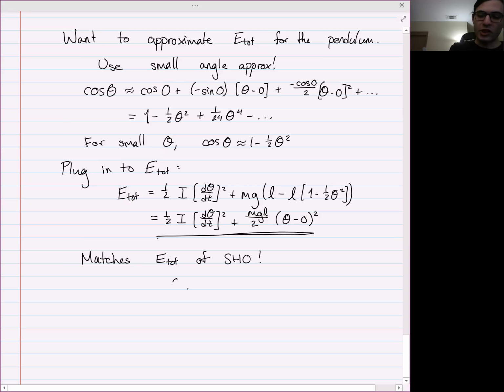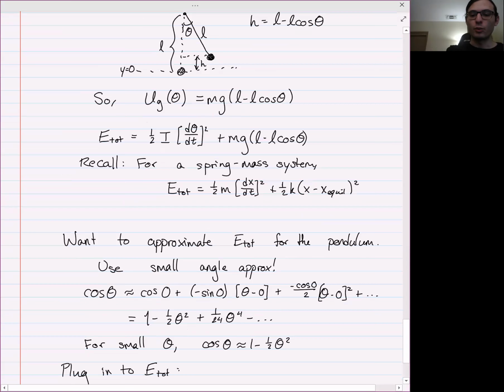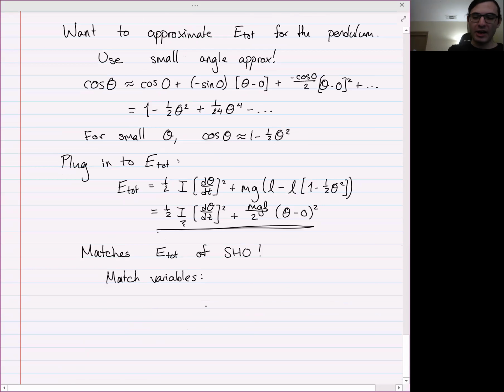In this case, theta equilibrium is 0, which is straight down, which is where we expect the equilibrium to be for a pendulum. And we can match the other variables too, or the constants rather. So in this case, where for the simple harmonic oscillator there was the variable m, we have I. So m corresponds to I. I'll put pendulum here, and I'll put SHO here.